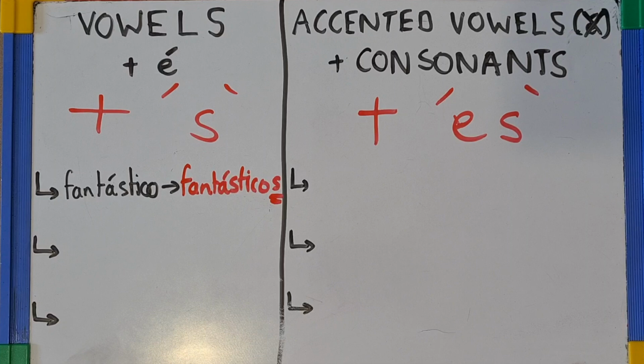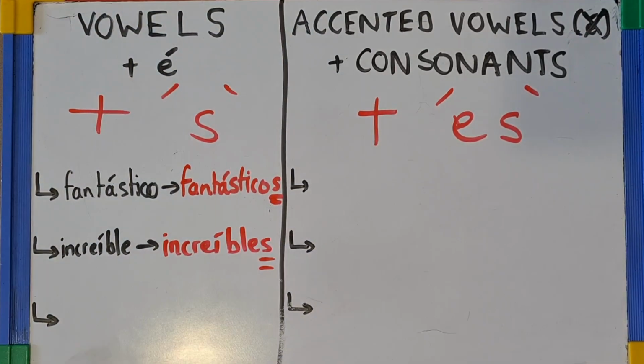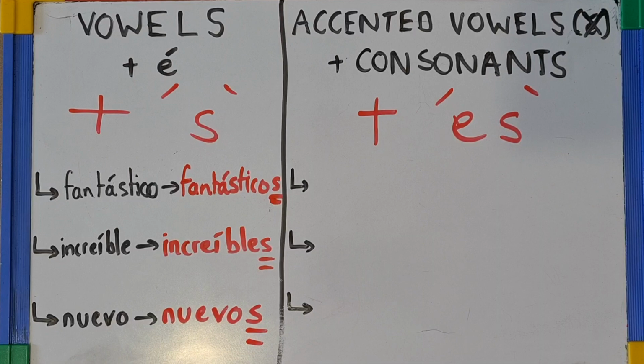Moving on to increíble, the Spanish for incredible. This goes to increíbles. Repeat after me. Increíble to increíbles. And finally, the word nuevo, the Spanish word for new. This goes to nuevos. Repeat after me. Nuevo to nuevos.